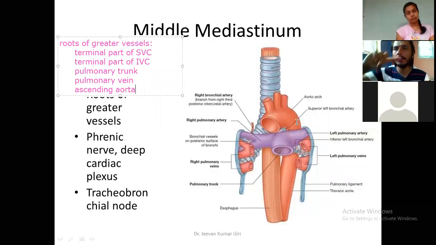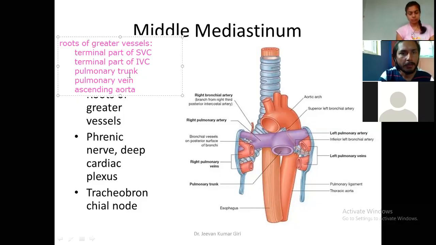Arc of aorta is in superior mediastinum. Before the arc of aorta, there is the ascending aorta from the heart. Then the arc of aorta in superior mediastinum. The descending aorta is in posterior mediastinum. Okay. So the ascending aorta, ascending part of aorta.